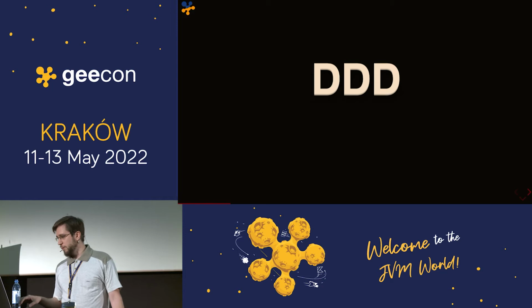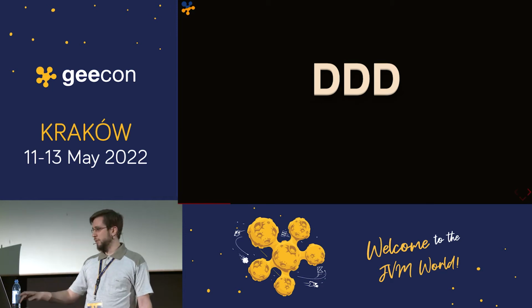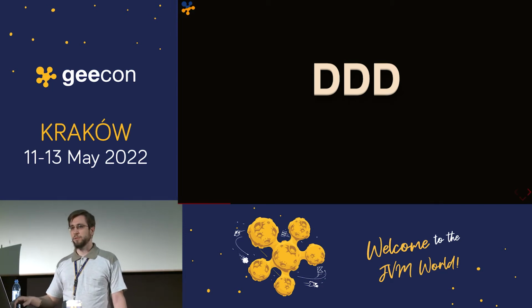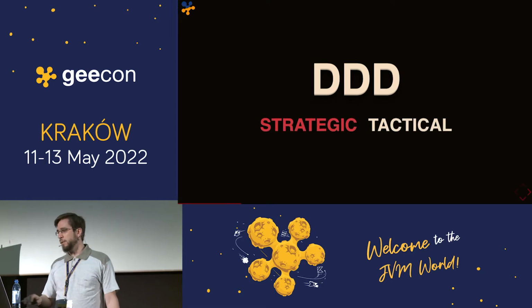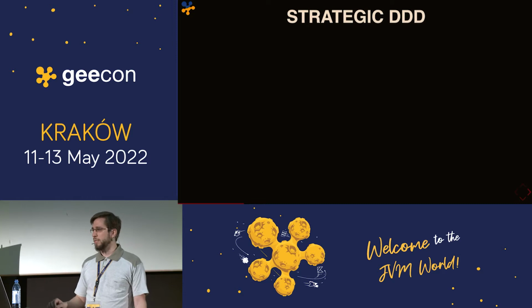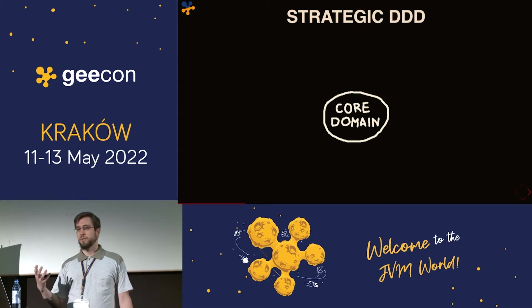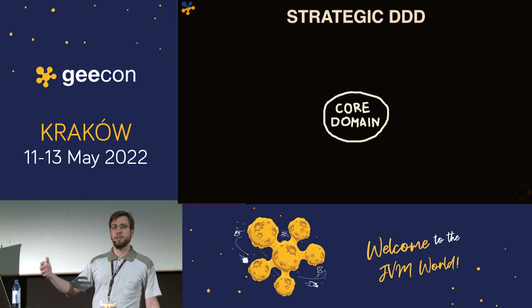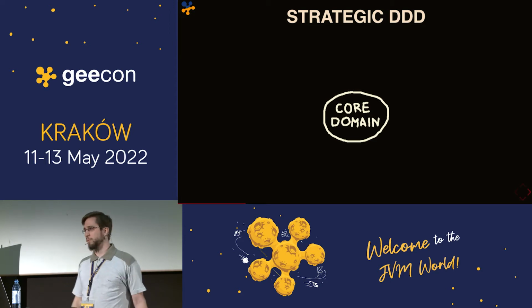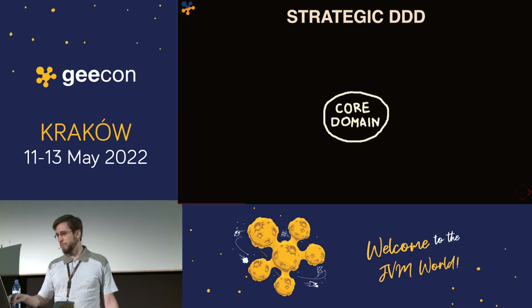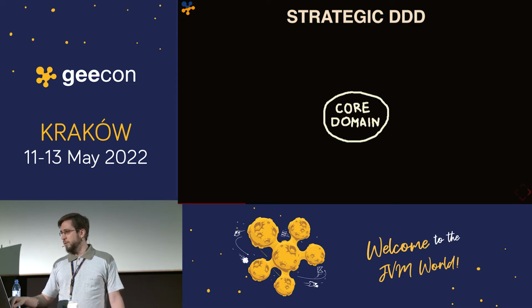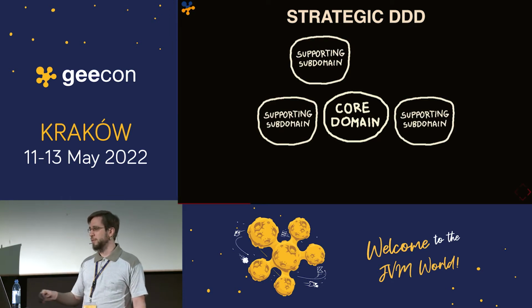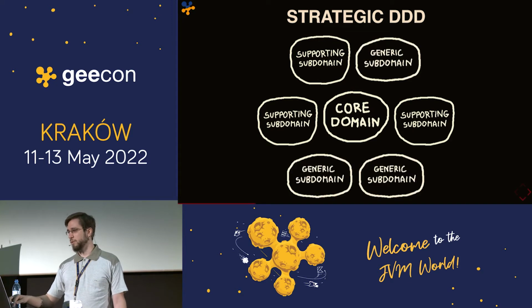So let's focus on DDD first, as it's the first part of the title. DDD can be divided into strategic and tactical, and the strategic is the first one we will start with. In domain-driven design, we are trying to find domains, so the problems we want to solve. The core domain is the place where we are getting most money from the customers in our system, right? So the core domain is surrounded by supporting subdomains, and there are also generic subdomains.